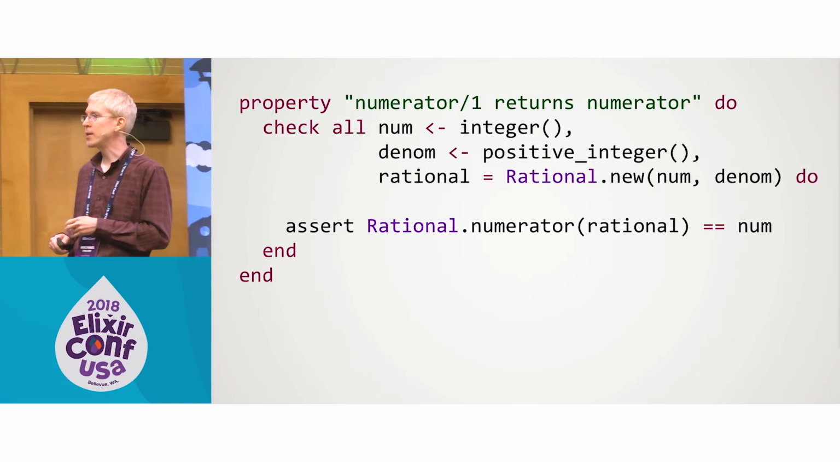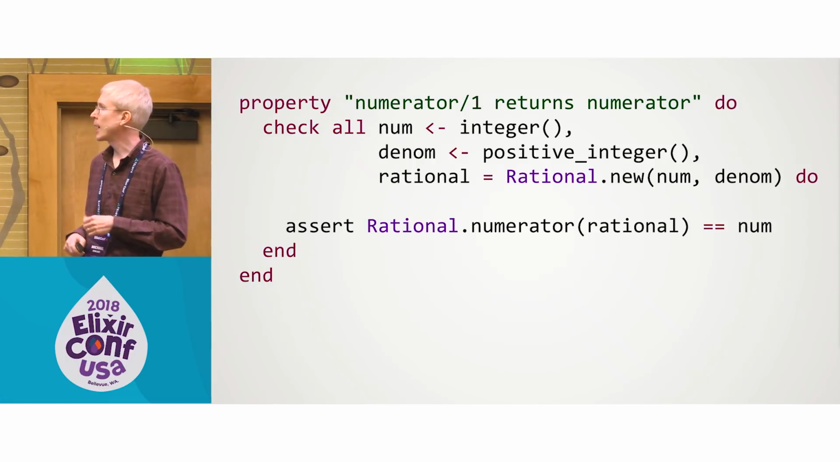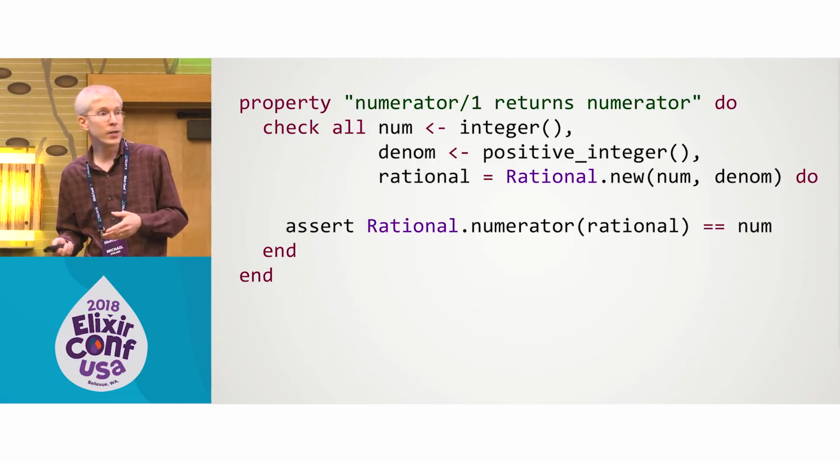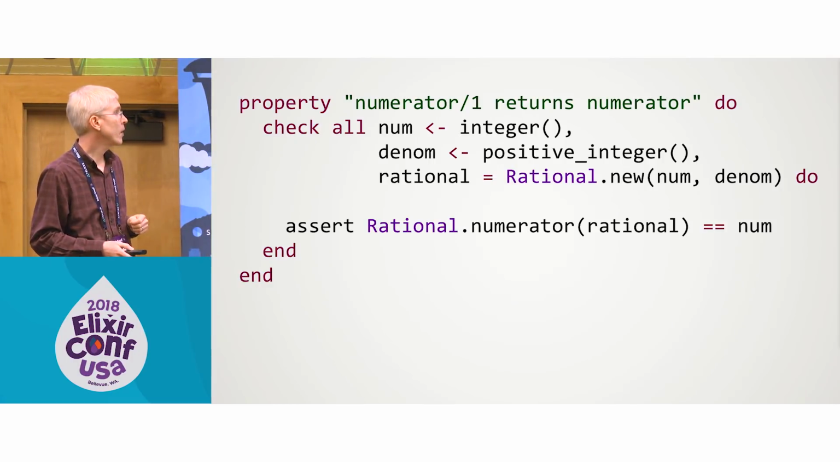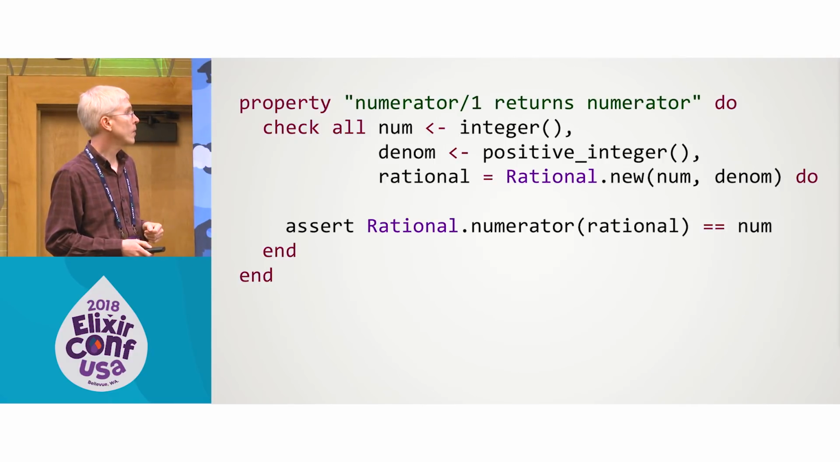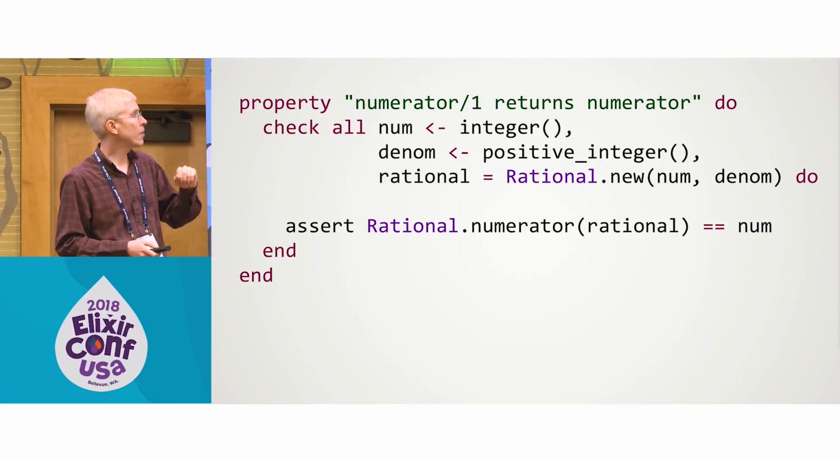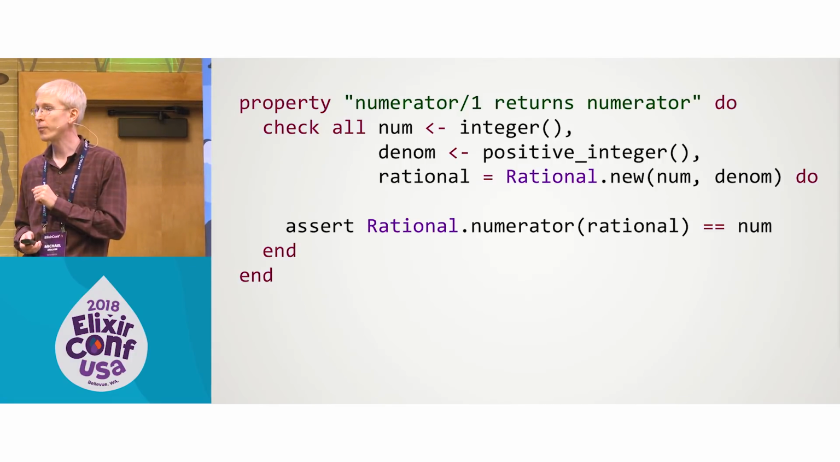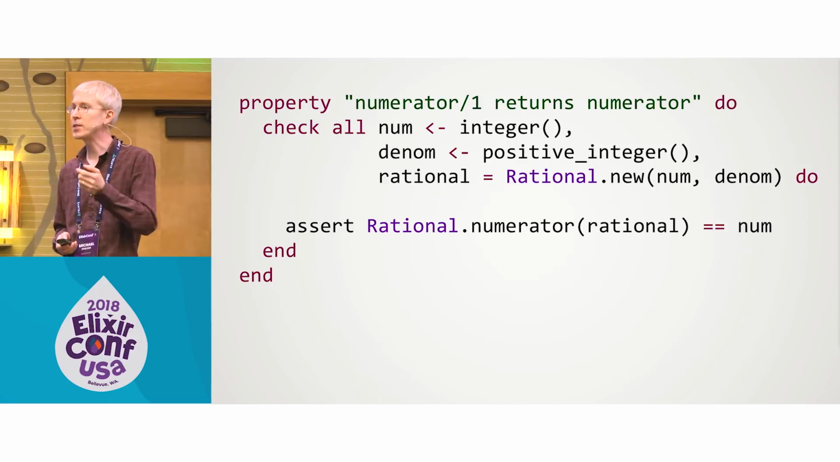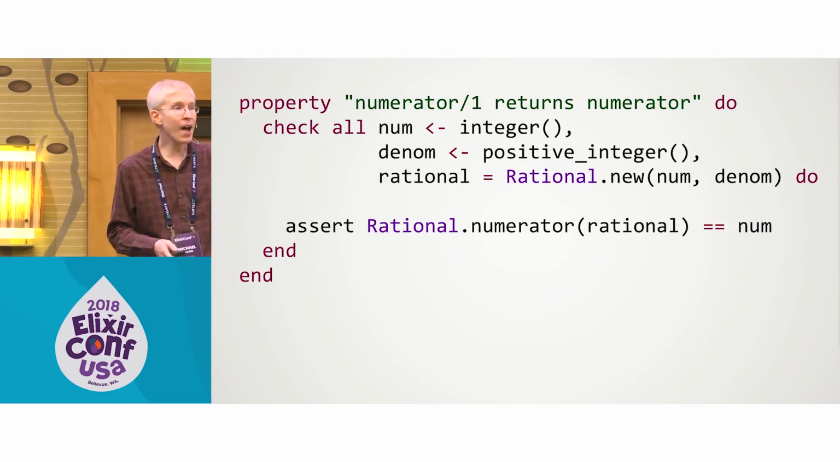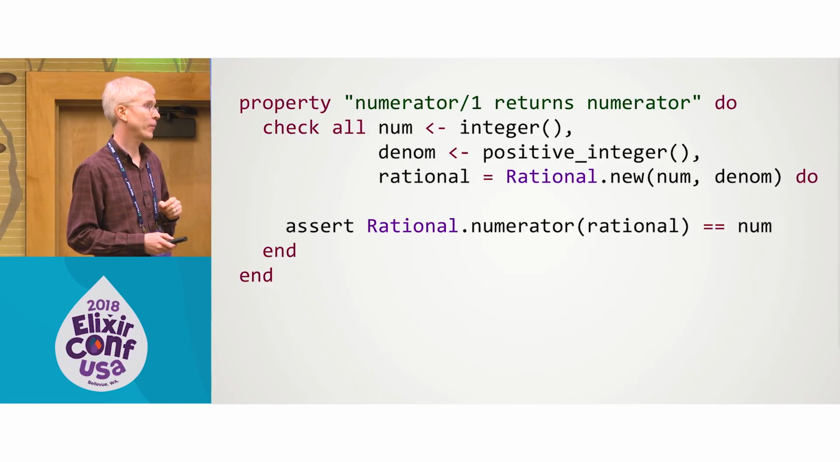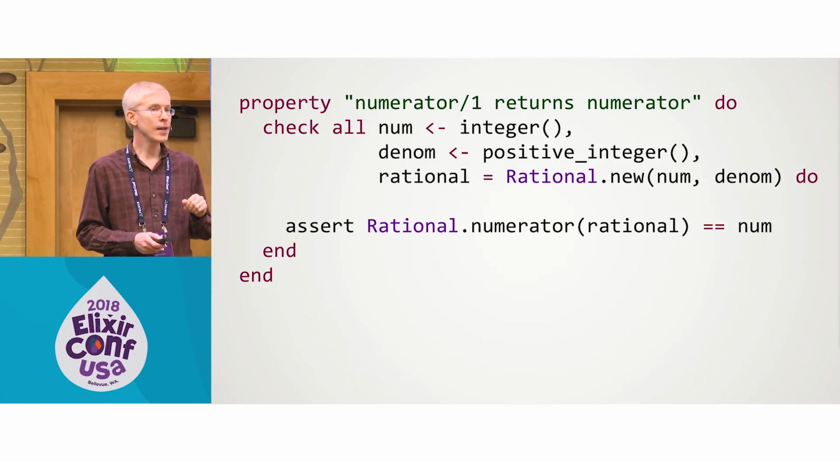And you might write your property test kind of like this, where your numerator is any integer, your denominator is a positive integer, and then your rational number is the result of your constructor function. You would assert that when you give your numerator function a rational number, it's going to give you the numerator. So it gives you one of the things you started with. And you don't have to know what the specific concrete values are. That's the beauty of this type of testing.